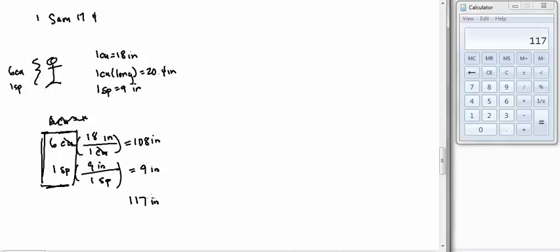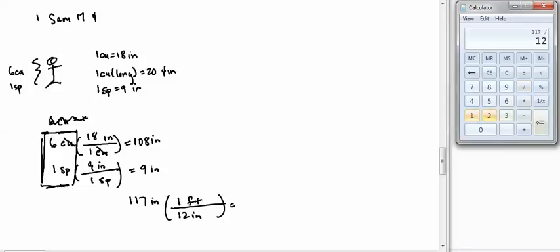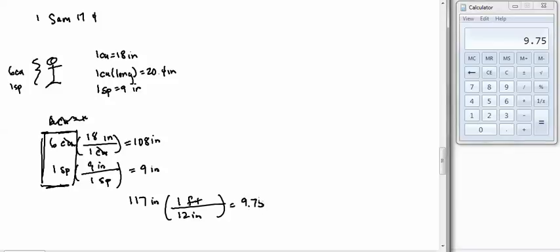But I asked for him in feet and inches because inches doesn't really make sense as far as height goes. So here's what we're going to do: divide this number by 12. There's 12 inches in 1 foot. And let's see, divided by 12, you got 9.75 feet. Wow. Okay, all right, fine. 9.75 feet. So how tall is 0.75 feet? That doesn't really make sense.